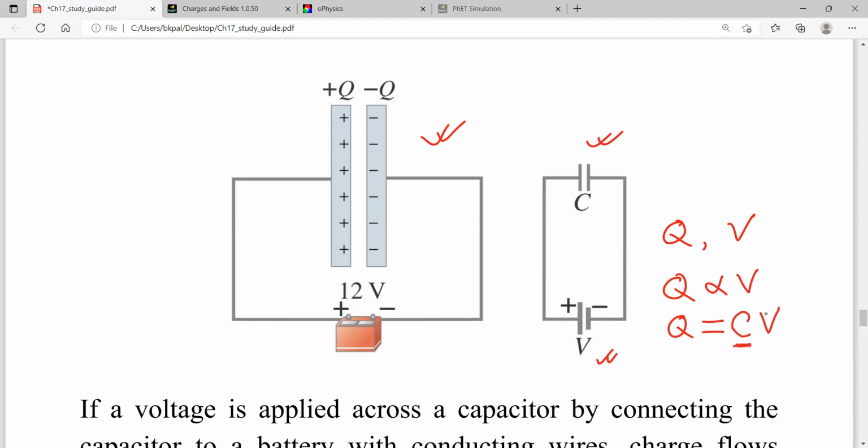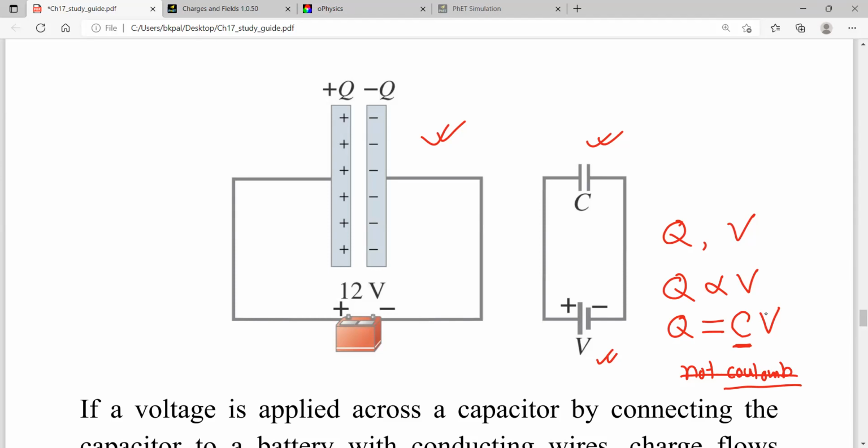Now do not confuse this with the Coulomb. It's another constant here. It's not Coulomb. Coulomb is the unit of charge. Here C is a constant, so it's two different things, although we are using the same symbol. Remember that one is Coulomb, the unit of charge, and here C is a constant. We call it capacitance. It is the internal property of the capacitor, and it is different for different capacitors.